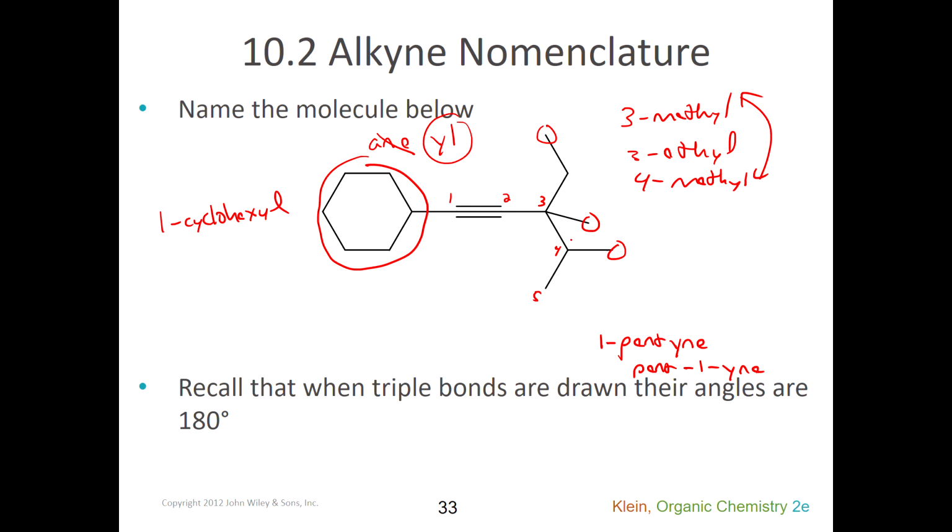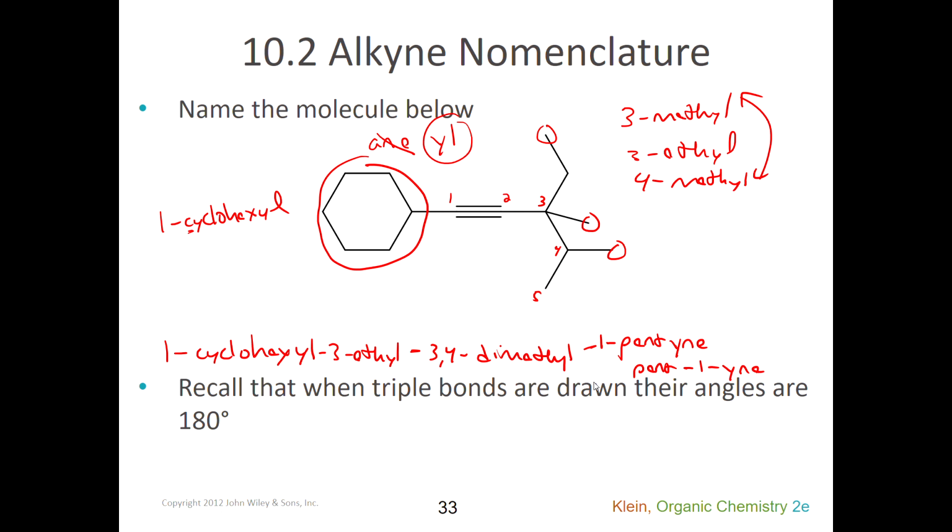And so then alphabetically, if I'm recalling correctly, the cyclo is counted alphabetically. So I'd have 1-cyclohexyl. Ethyl comes before methyl alphabetically, so 3-ethyl. And then the methyl will be 3 and 4, so 3,4-dimethyl-1-pentyne, or pent-1-yne.